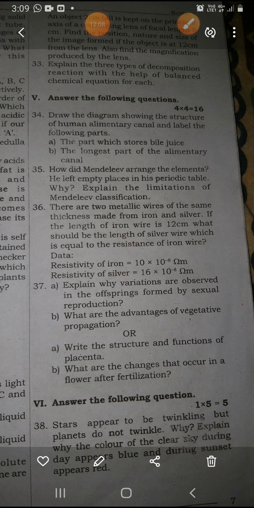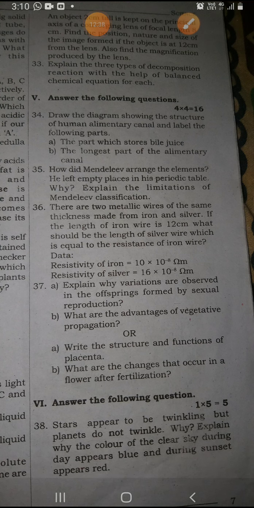sub questions are asked here. The part which stores bile juice: the liver is the part in the body which stores the bile juice, this you know. And then one more sub question is there: the longest part of the alimentary canal. The small intestine is the longest part of the alimentary canal.